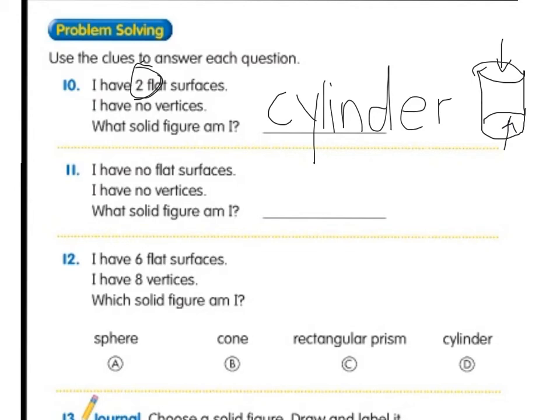Number 11, I have no flat surfaces and I have no vertices. This one should be the easy one. This is the what? Sphere.